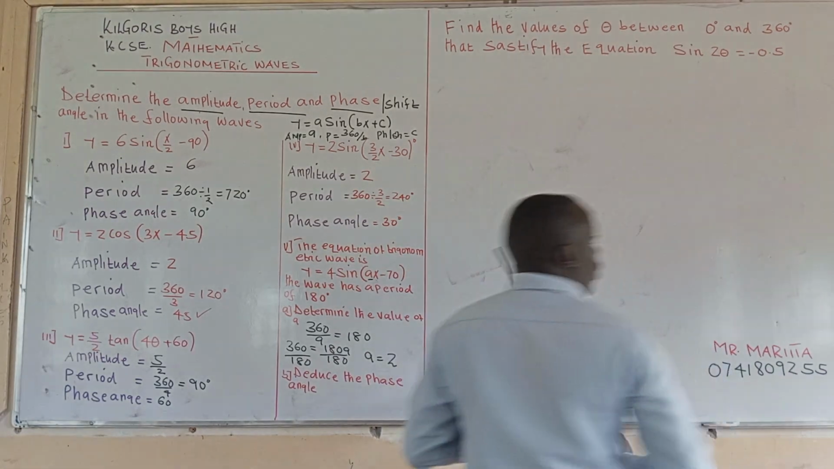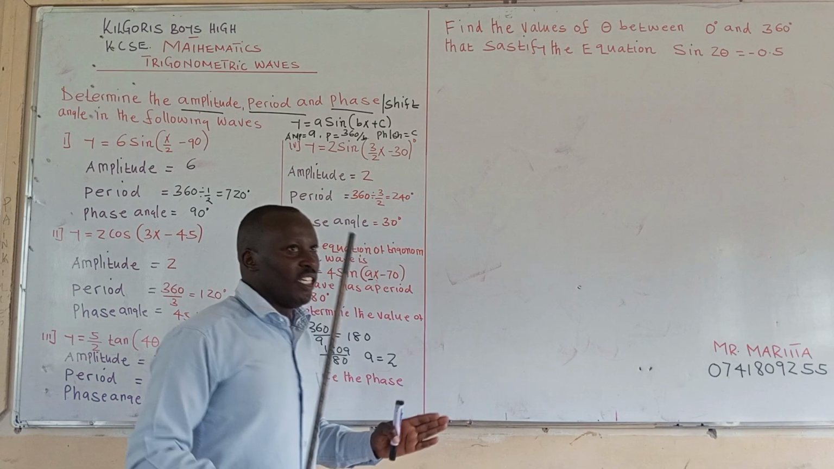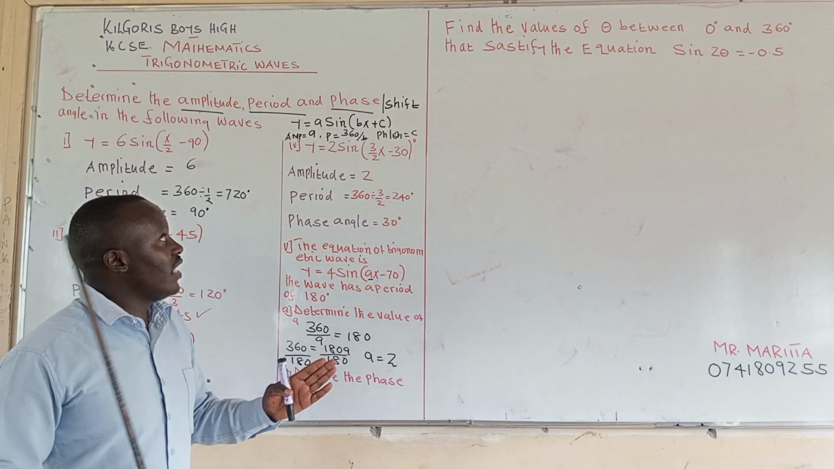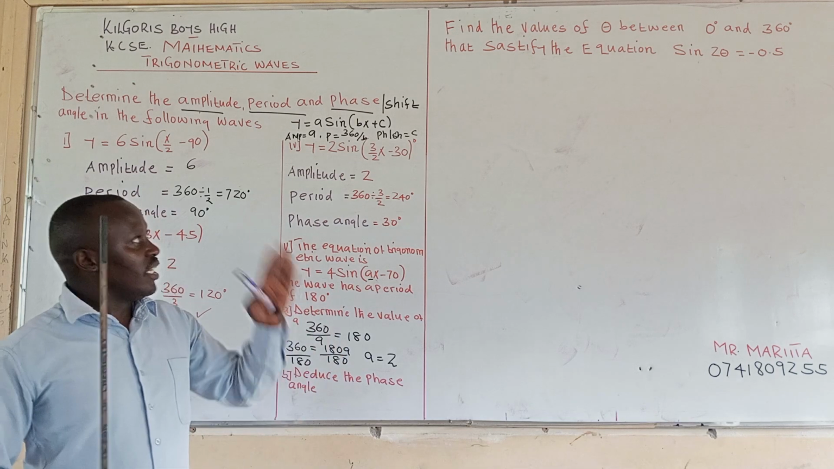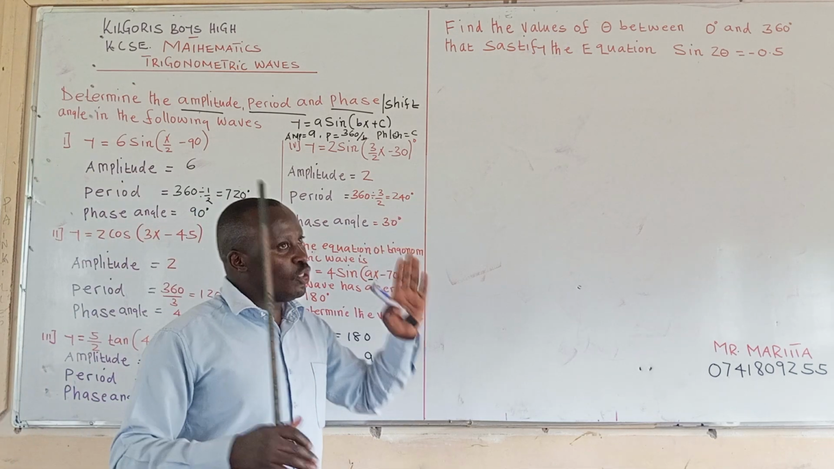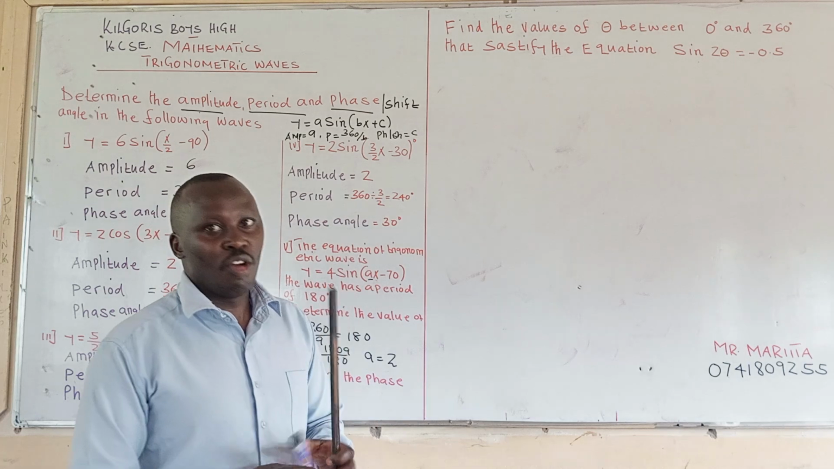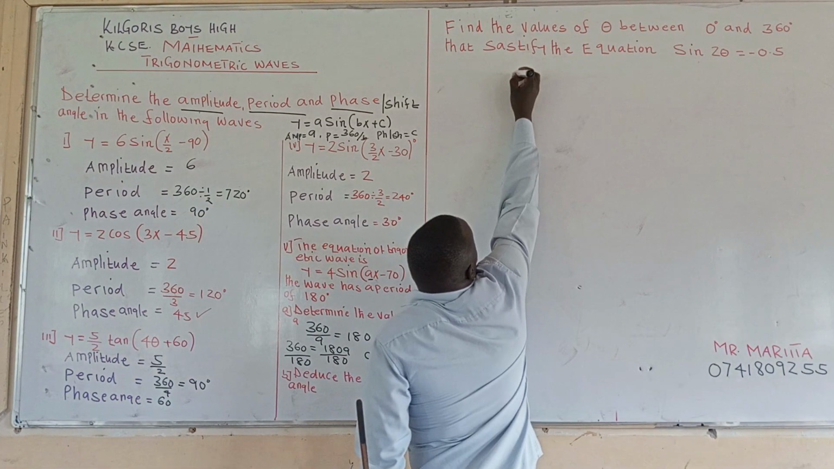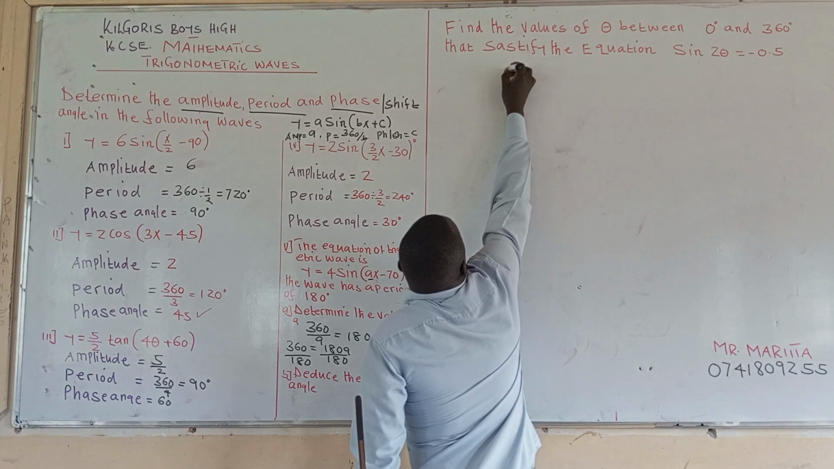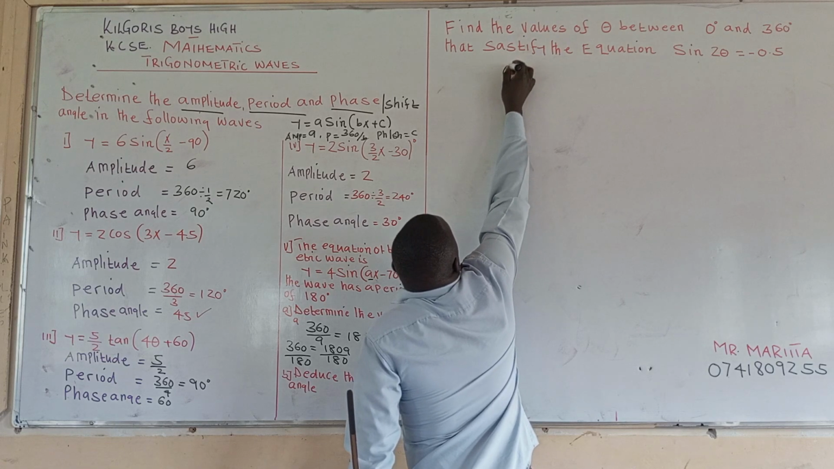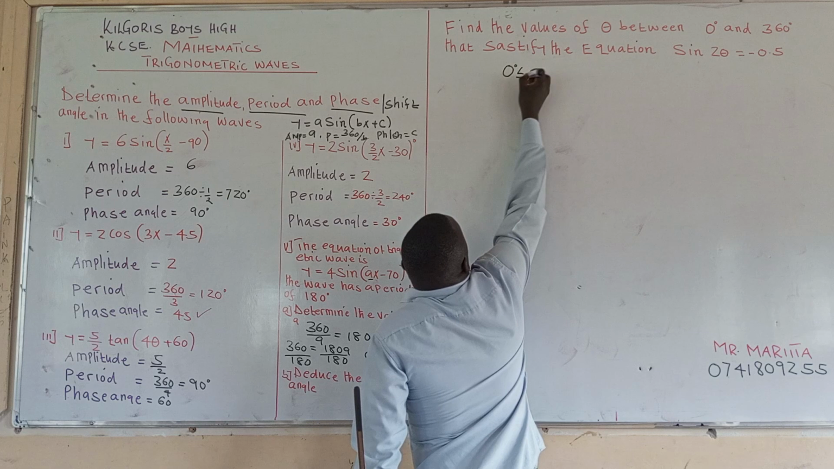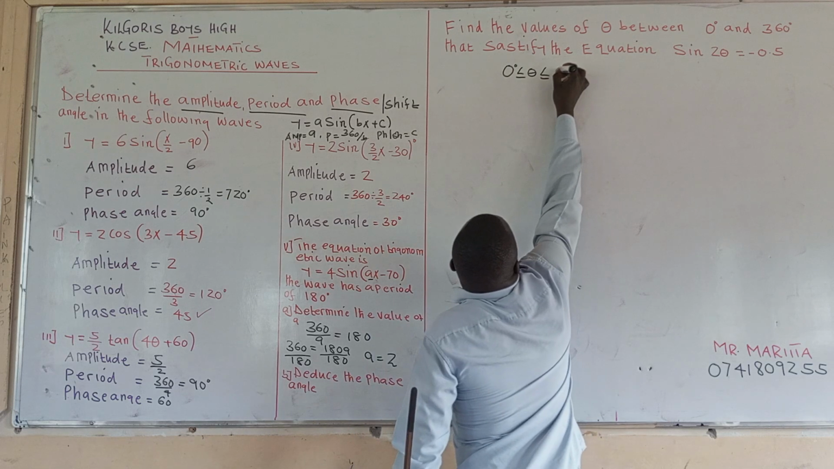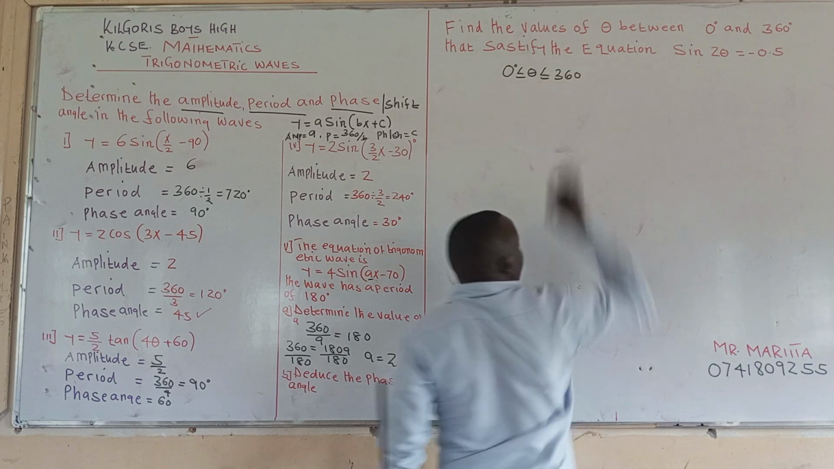Find the values of theta between 0 degrees and 360 that satisfy the equation sin 2 theta = 0.5. So what do we have here? We have this as the range. We have been given that the range of theta is between 0 degrees and 360.